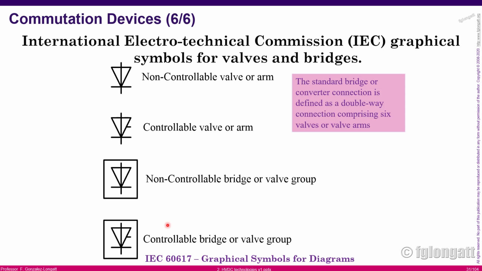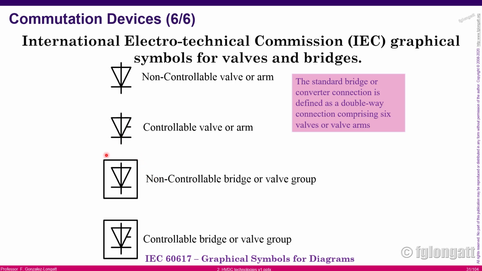In this case, you can see that here we have a non-controllable valve or arm. Here we have a controllable valve. I mean, here you can see the symbol for the gate, and this one over here is similar to a diode. That means that this device is a rectifier, for instance, that is not controlled. That is a classical diode. But here you have a controllable valve or switch, and that is the case for a thyristor, okay?